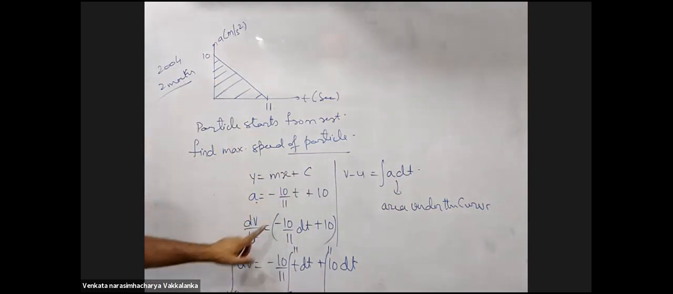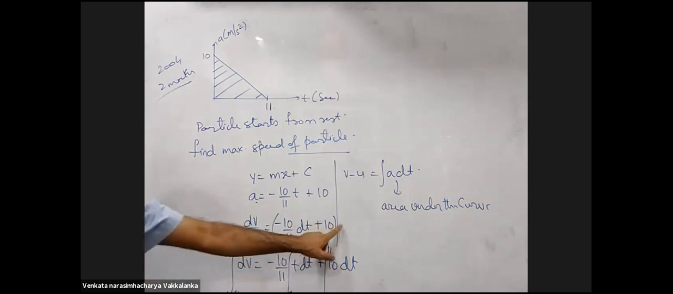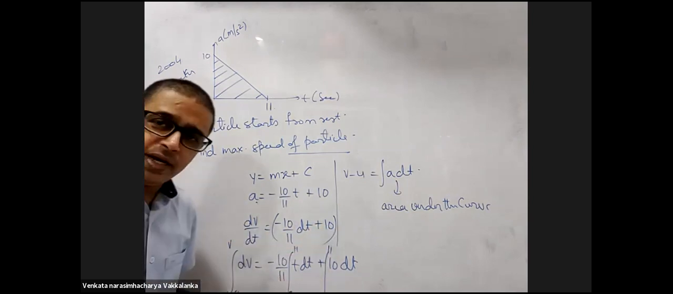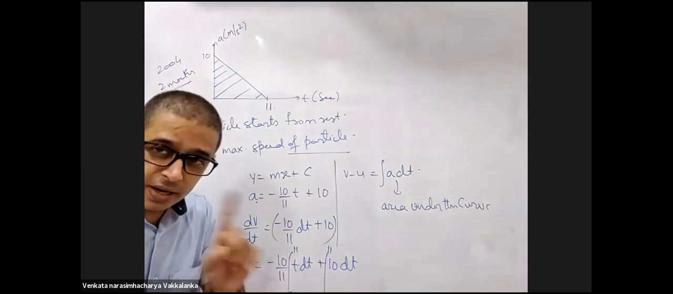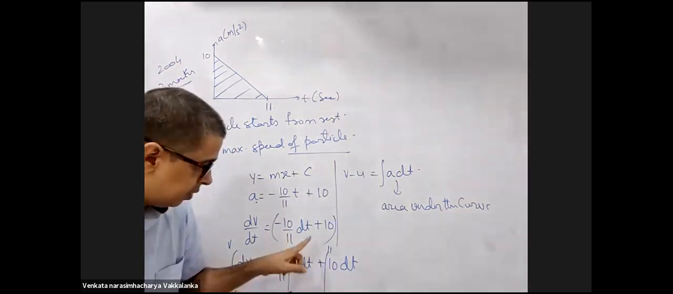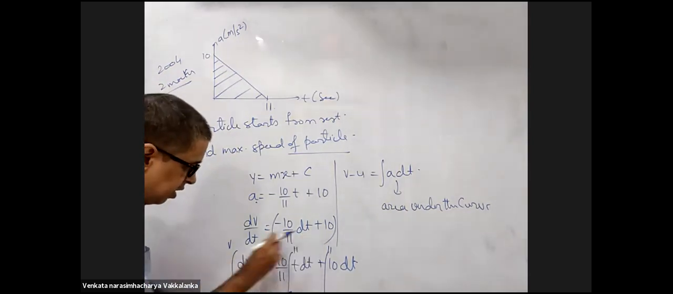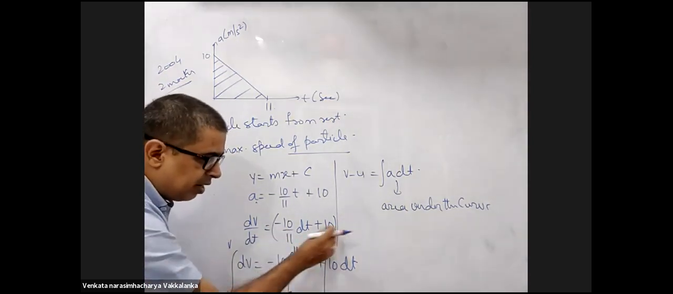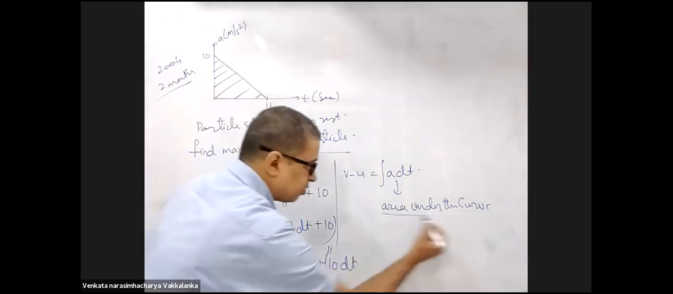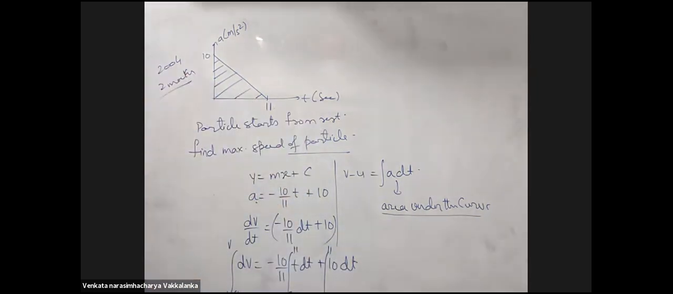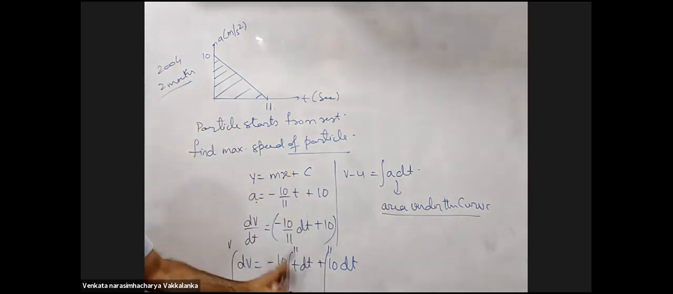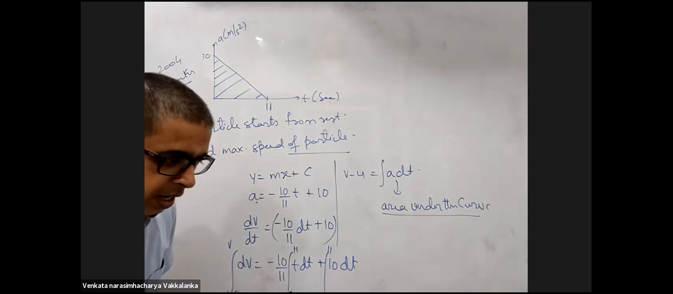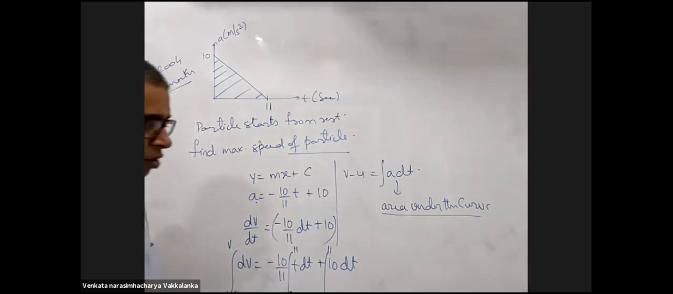Right, y equal to mx plus c. a is dv by dt. Take dt to the right and integrate. Integral t dt is not difficult for you. Integral dt is also not difficult for you. You integrate. It is as good as the area under the curve and above the x-axis. Either you calculate the area if you are able to see through it or go by the traditional procedure. Answer should be 55 meters per second.